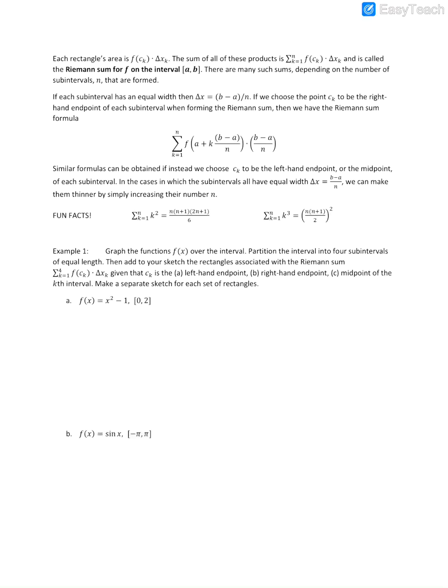Similar formulas can be obtained if instead we choose c sub k to be the left-hand endpoint or the midpoint of each subinterval. In the cases in which the subintervals all have equal width, change in x, b minus a over n, we can make them thinner by simply increasing their number n. So if we pick fewer rectangles, our rectangles are wider. If we pick more rectangles, they're skinnier. And the more rectangles you use, the more accurate your answer.